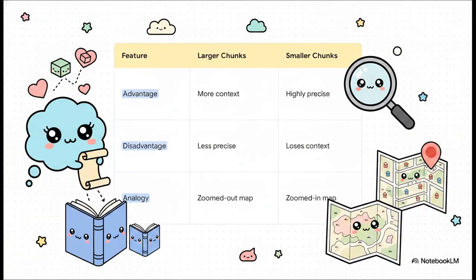And that brings us to the core trade-off you'll always be making. Do you need more context or do you need more precision? Larger chunks give you that zoomed-out, big-picture context, which is great for complex questions, but all that extra info can make retrieval a bit less precise. Smaller chunks are fantastic for pinpoint accuracy, but you risk losing the surrounding information. So there's no single best size. It's all about experimenting to find that sweet spot, that perfect balance for your specific data and your application.